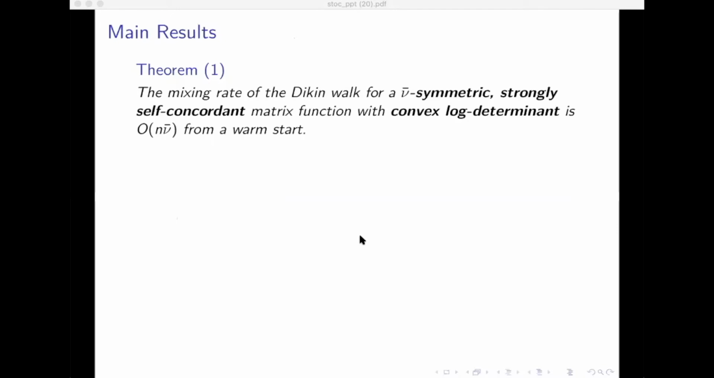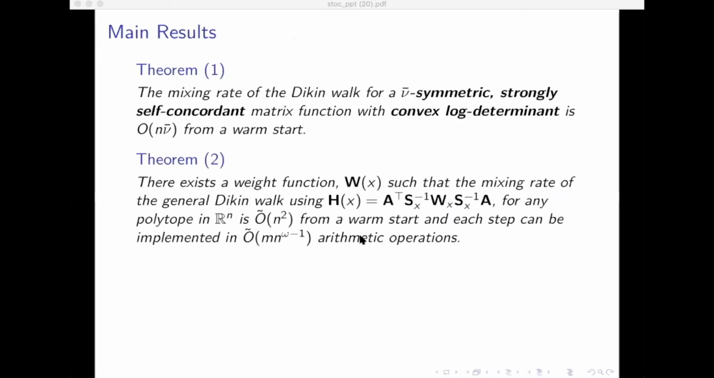Theorem 1 states that the mixing rate of the Dikin walk for a nu-bar symmetric, strongly self-concordant matrix function with convex log determinant is order n nu-bar from a warm start. Theorem 2 states that there exists a weight function Wx such that the mixing rate of the generalized Dikin walk using Hx equal to A transpose Sx inverse Wx Sx inverse A for any polytope in R^n is O tilde n squared from a warm start, and each step can be implemented in O tilde mn^(omega minus 1) arithmetic operations. We use the Lee-Sidford barrier defined in Lee and Sidford 2019 to define this weight function.